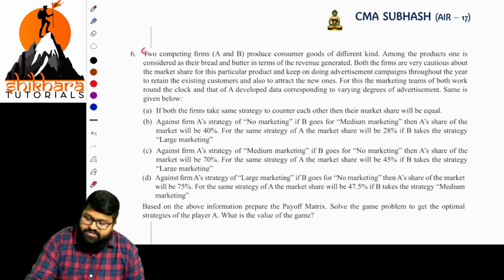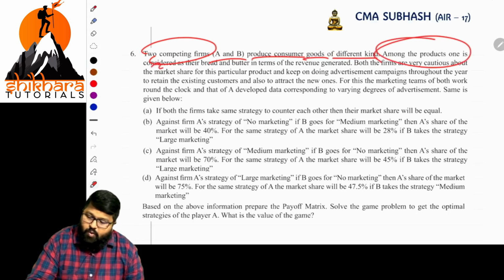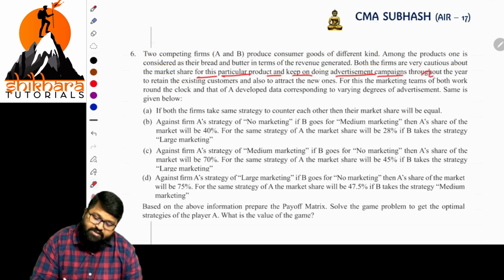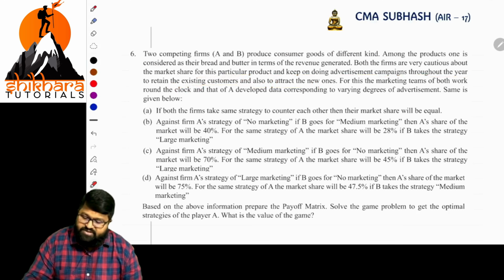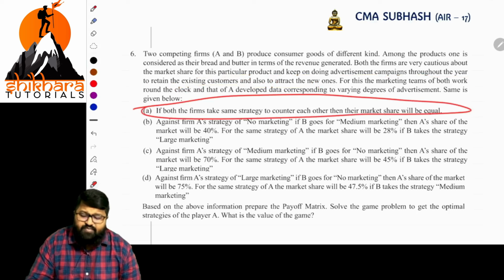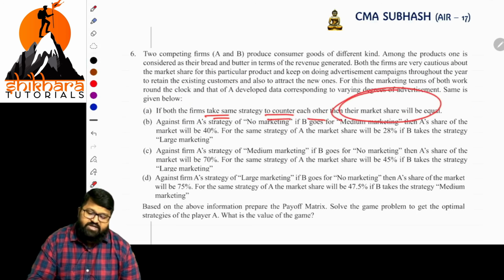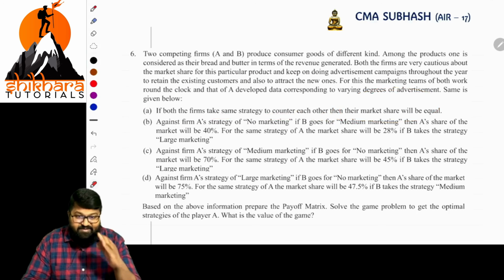Two competing firms, A and B, produce consumer goods of different kinds. Among the products, one is considered their bread and butter in terms of revenue generated. Both the firms are very cautious about the market share for a particular product and keep on doing advertisement campaigns throughout the year to retain the existing customers and also to attract. This is a basic concept. What is the first point? If both the firms take the same strategy to counter each other, then their market share will be equal. So this is giving some information. Okay, we have to present this in the form of a matrix.